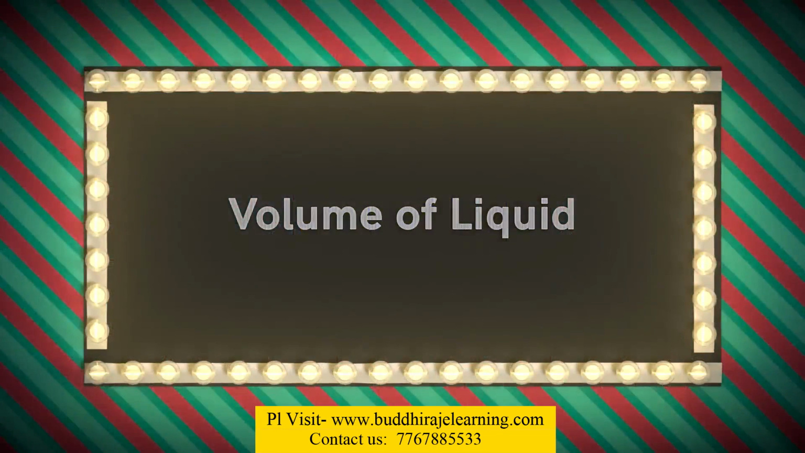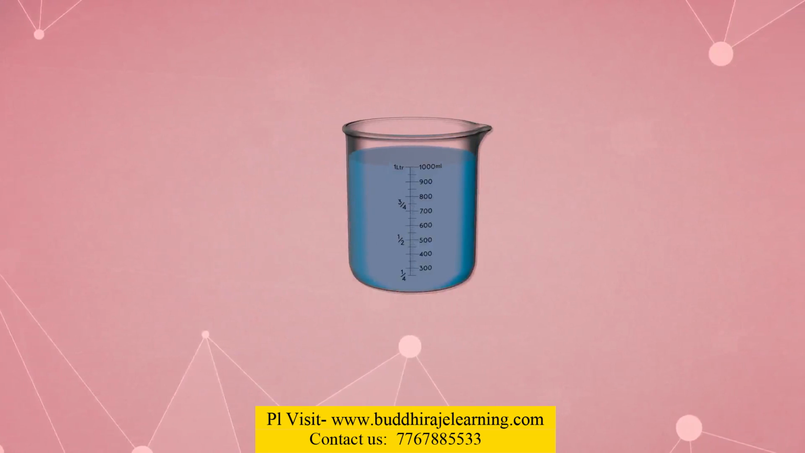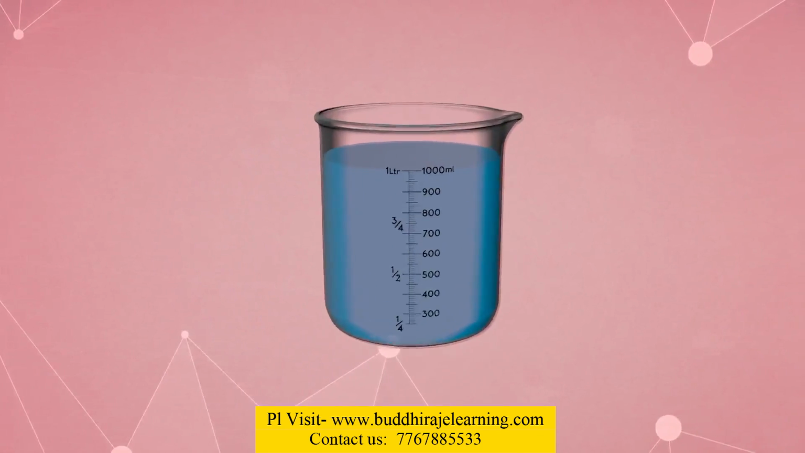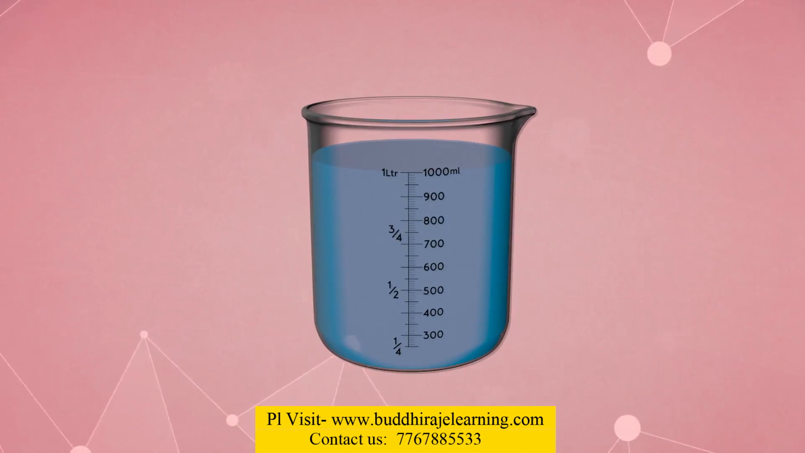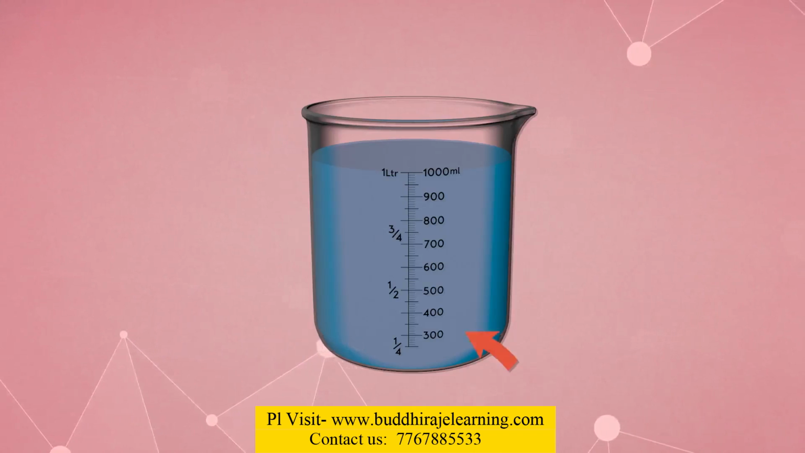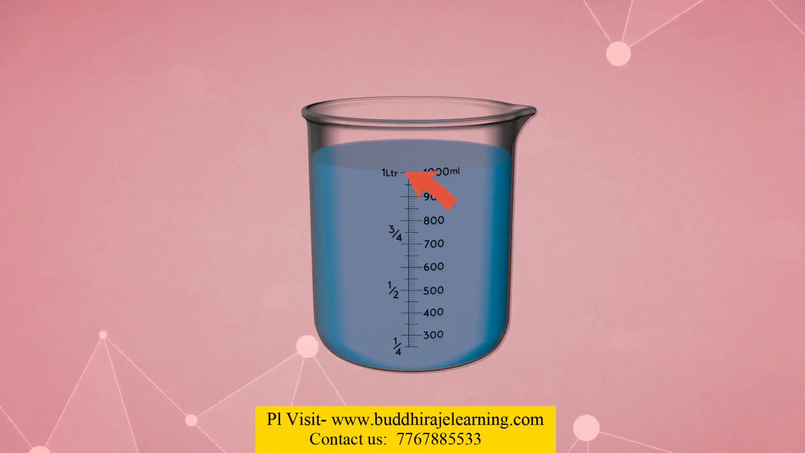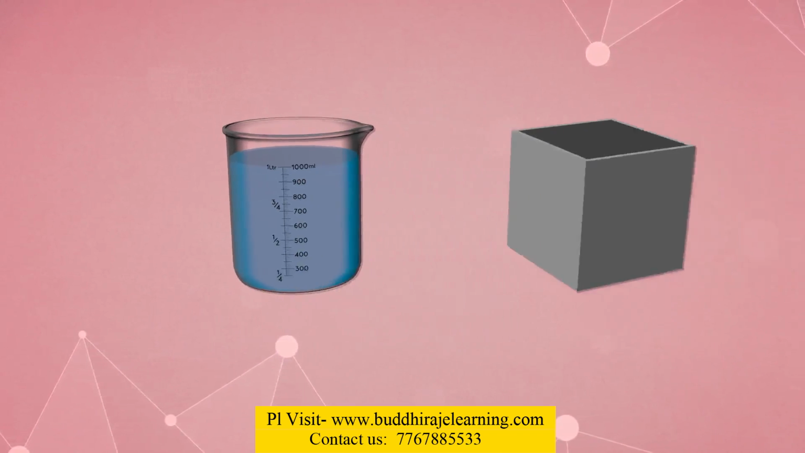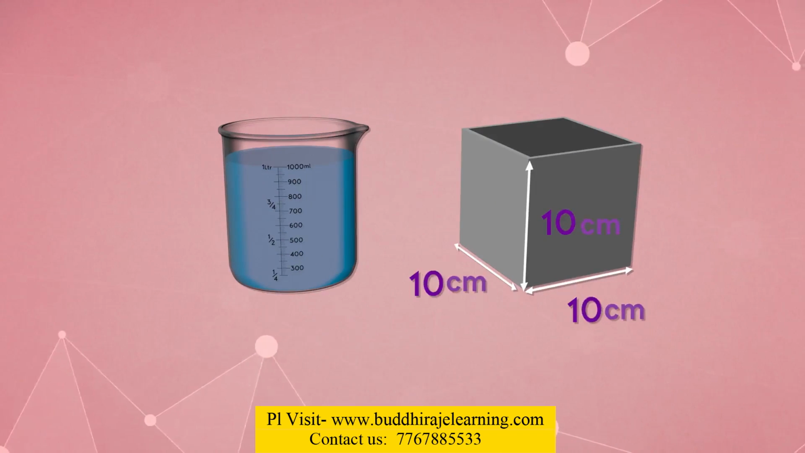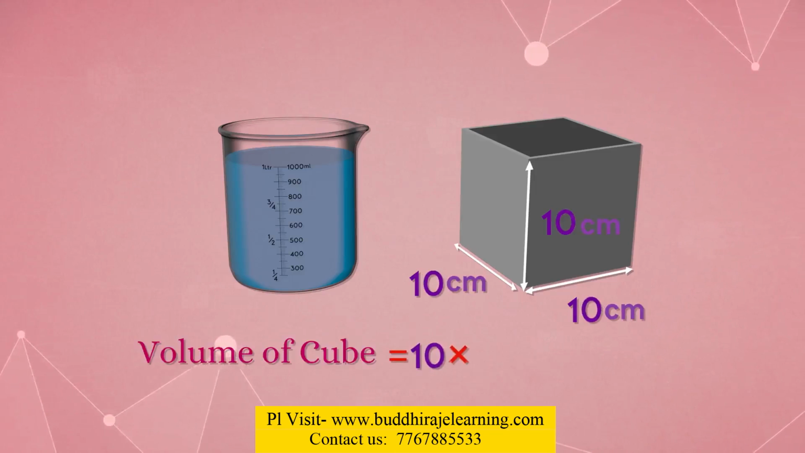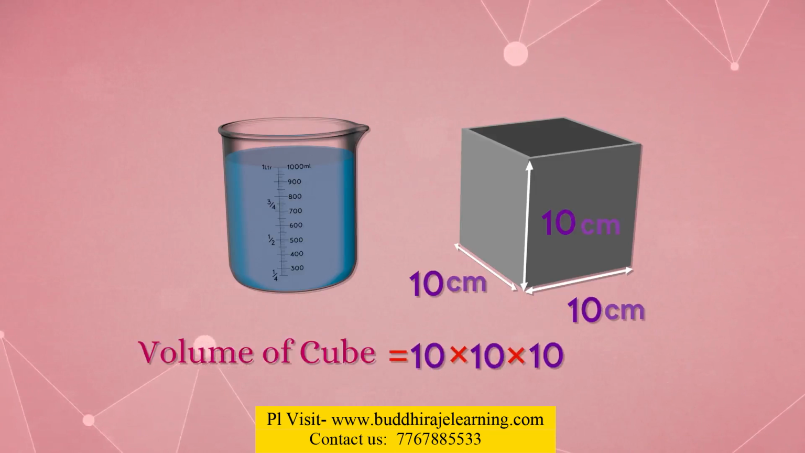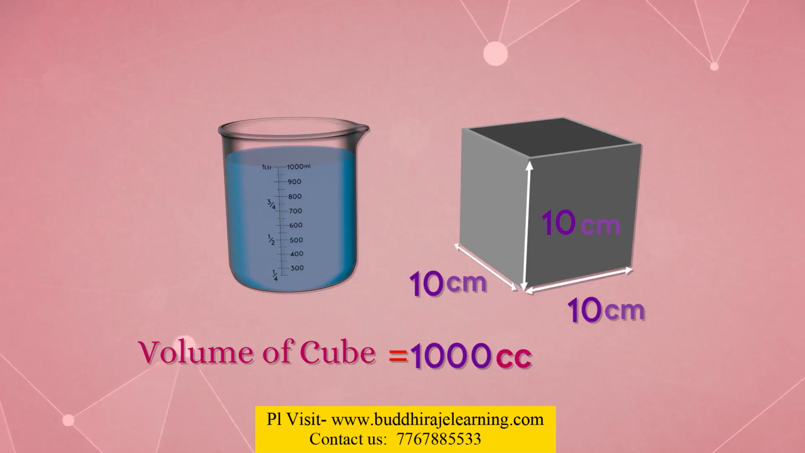Let us understand the concept of volume of a liquid. Let us take an example of a container. Now fill liquid in it. Hence, the space occupied by liquid is its volume. We know that units used for measuring the volume of liquid are milliliter and liter. Let us take an empty cube. Its side is 10 cm as shown in the adjoining figure. Its volume is equal to 10 into 10 into 10, which is equal to 1000 cubic centimeters.